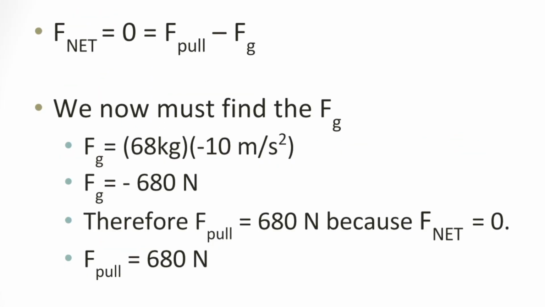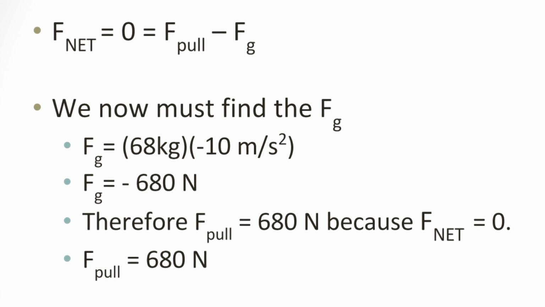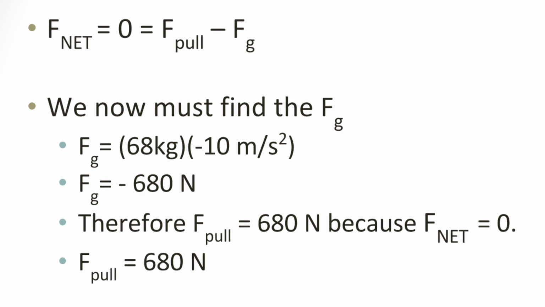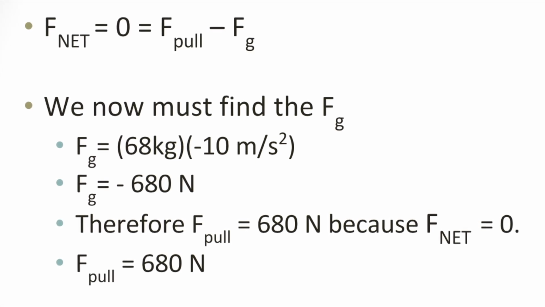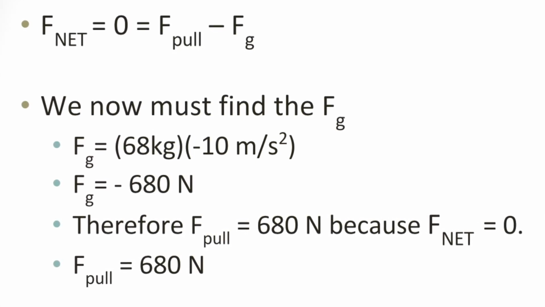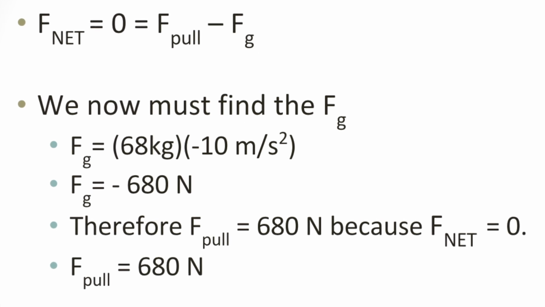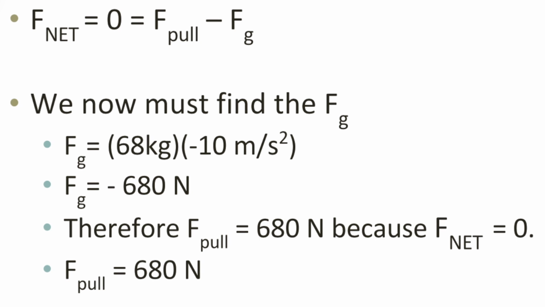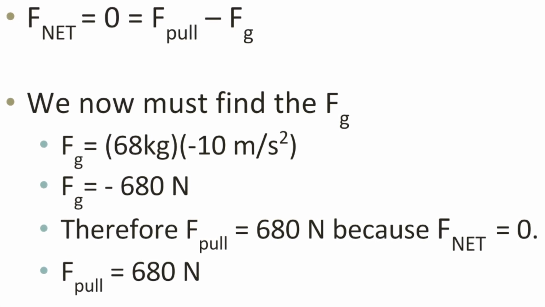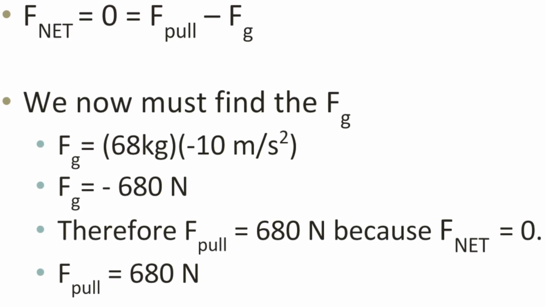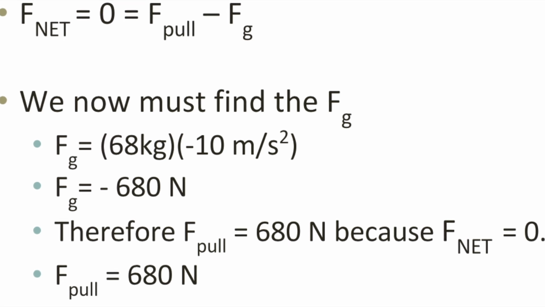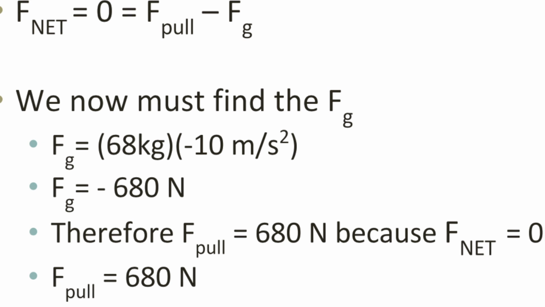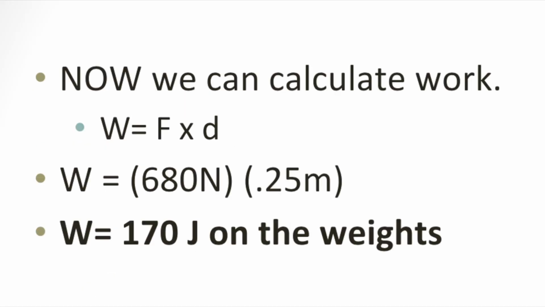F net equals F pull minus Fg. And since we know F net equals 0, we also know that F pull equals Fg. So we must first find Fg. So we know that Fg equals 68 kilograms times negative 10 meters per second squared. So Fg equals negative 680 newtons. Therefore, F pull equals 680 newtons because F net equals 0.